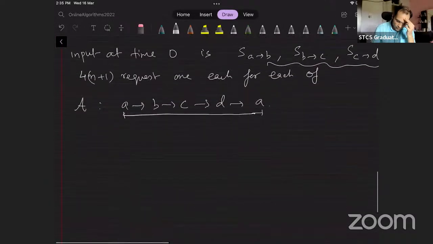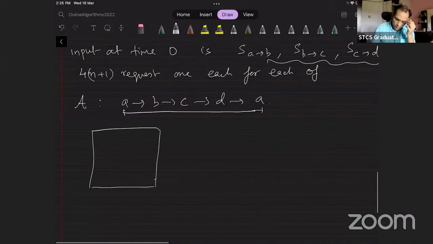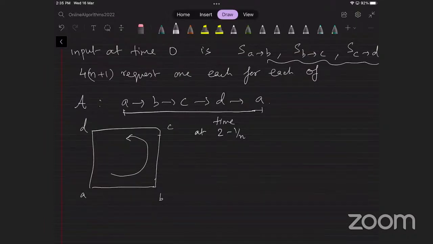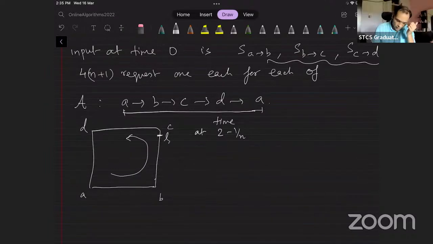So let me just draw this again. So what is the location of A at time 2 minus 1 by n? At time, remember, following this path, A, B, C, just before reaching C. So somewhere here. This is my location at T, where T is equal to 2 minus 1 by n. Now, what kind of input can I give at time 2 minus 1 by n and make A pay a very large cost?